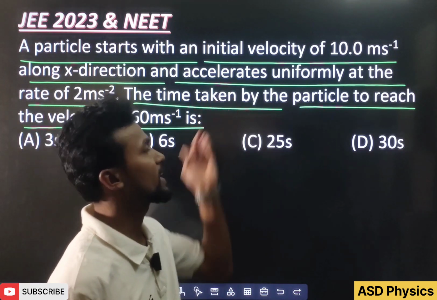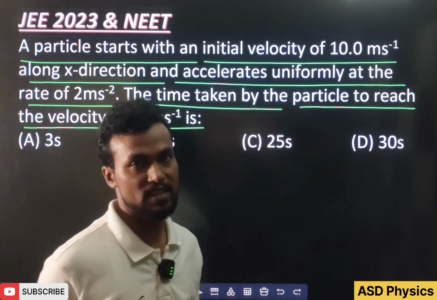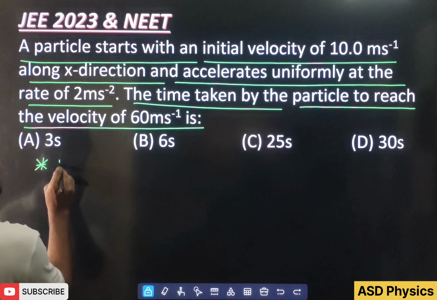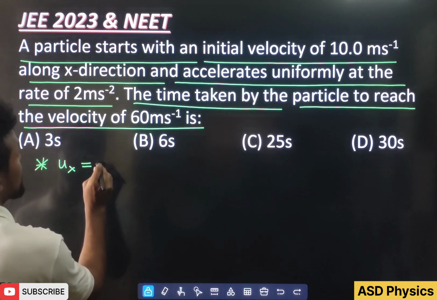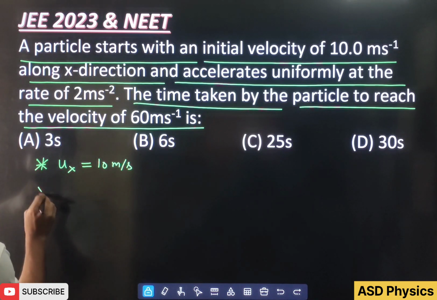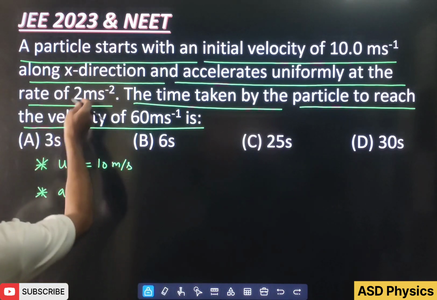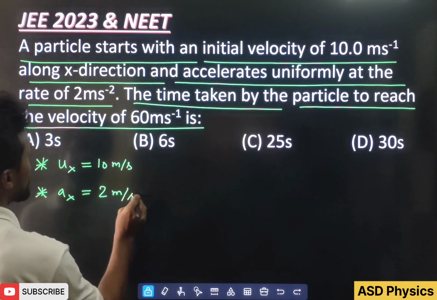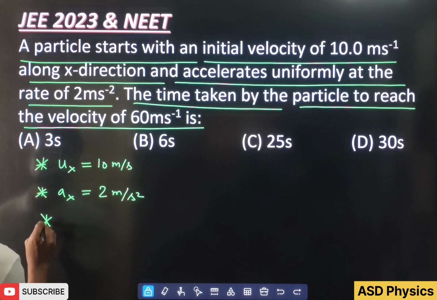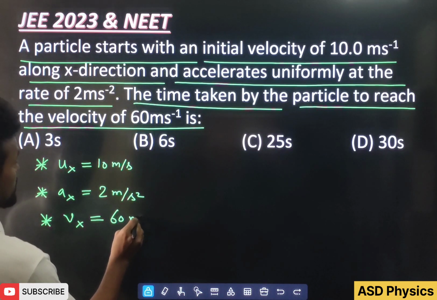Nothing else is mentioned. One time they have told x direction, that means we will consider the object is only moving along x direction. So we'll note down the values. Initial velocity along x direction is 10 meters per second. After that it accelerates uniformly, that means the velocity will increase. Acceleration is 2 meters per second square along x direction, that's why we are using the suffix x. Similarly, final velocity is 60 meters per second.